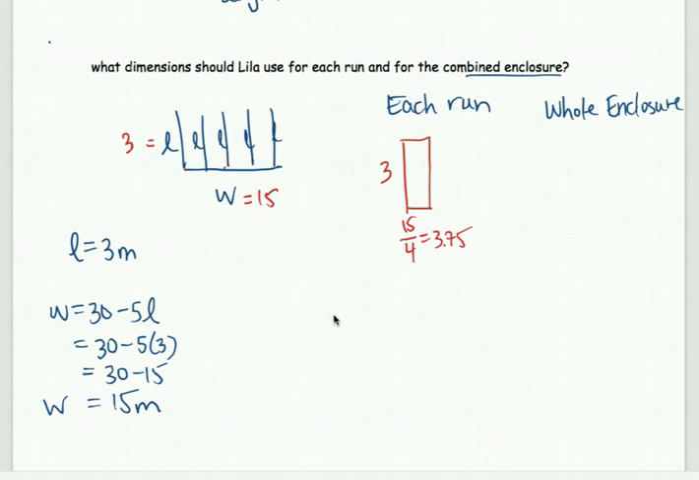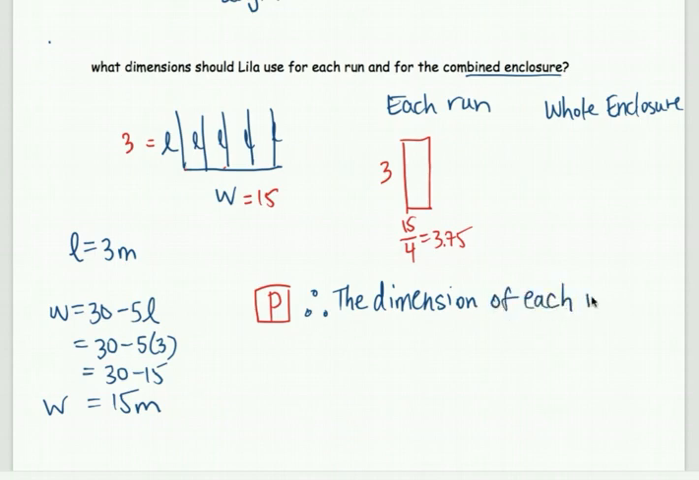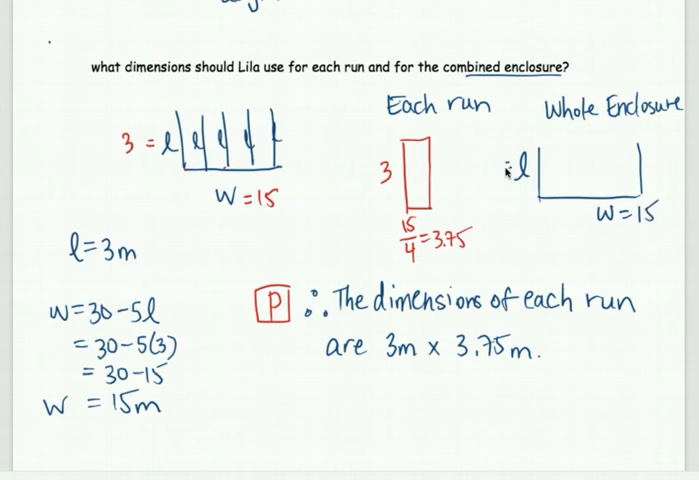Okay, so the dimensions. If we're doing our therefore statement here: therefore the dimensions of each run are 3 meters by 3.75 meters. And the dimensions for the whole enclosure: if we're looking just at the whole enclosure, we have length, we have width, so we know it's 15, and this is 3. So we can say those are the dimensions of the whole enclosure, okay?